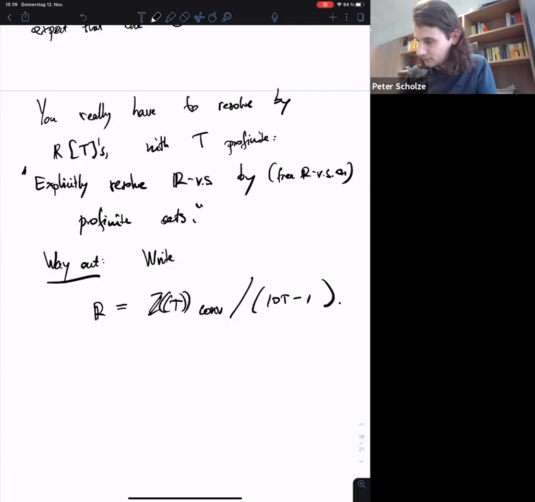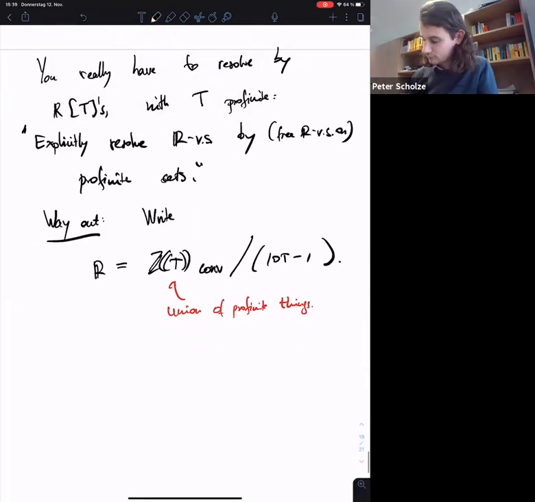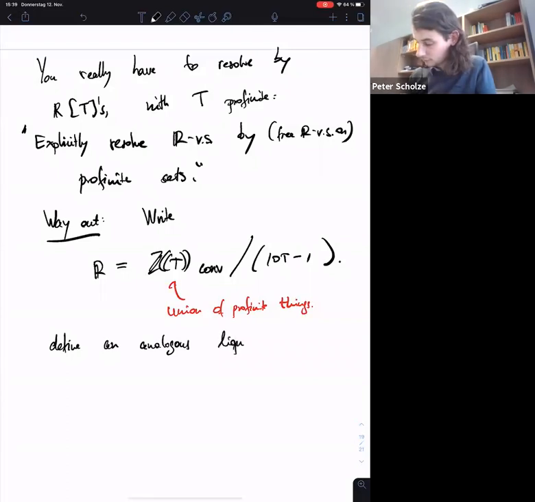Where this here is some kind of union of profinite things. And then define an analogous liquid theory in this arithmetic setting. And then execute the intended strategy.